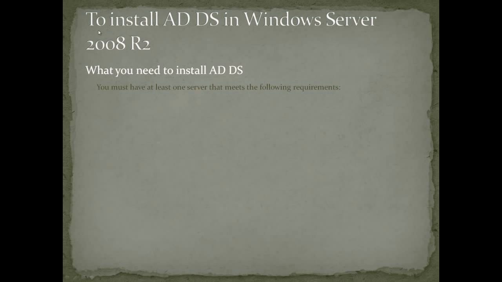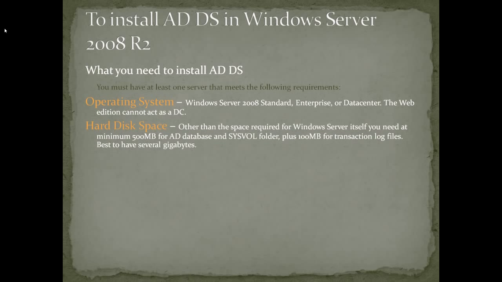Okay, so first of all, to install Active Directory in Windows Server 2008, you need at least one server that meets all these following requirements. The operating system. So you need Windows Server 2008 Standard, Enterprise, or Data Center. The web edition cannot act as a domain controller. Your hard disk space. Other than the space required to install Windows Server 2008, you need at least 500 megs for the database and the sysvol folder, plus at least 100 megabytes for the log files.